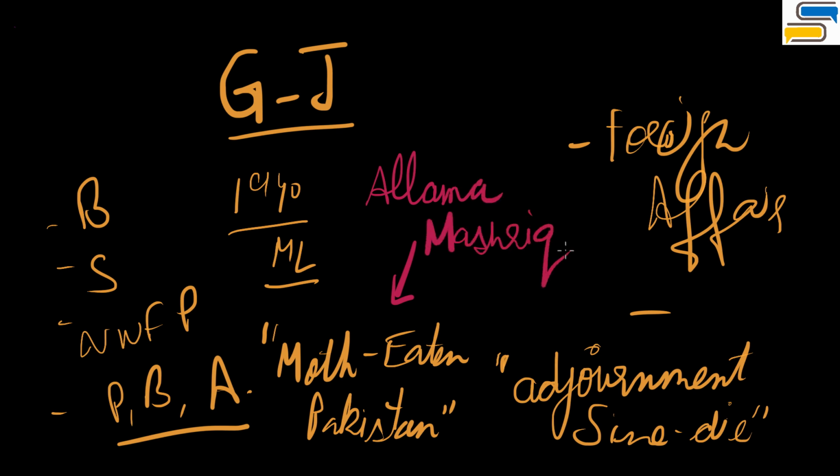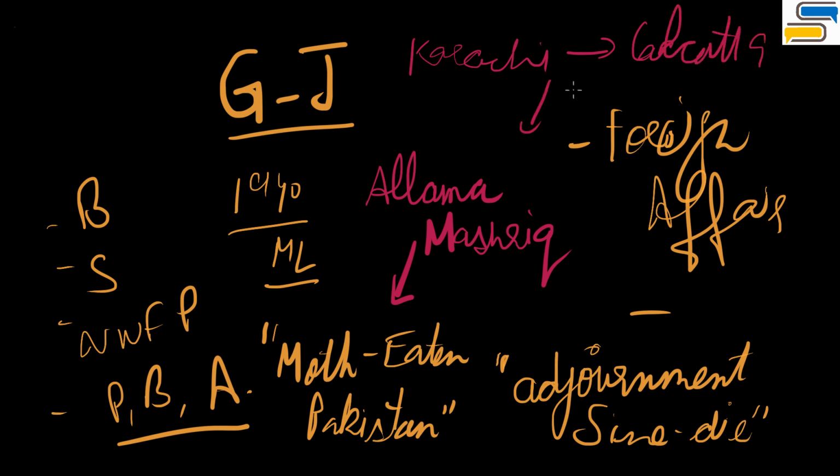Now, this person also wanted to divide India. Actually, he did not want to divide India. He said that the only rightful rulers of Hindustan are the Muslims. And he wanted a Pakistan which started from Karachi and went right up to Calcutta. Karachi to Calcutta was the vision of Allama Mashriqi.